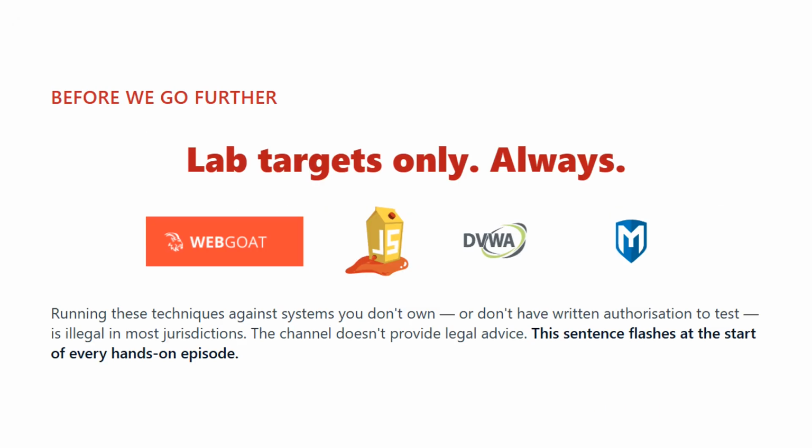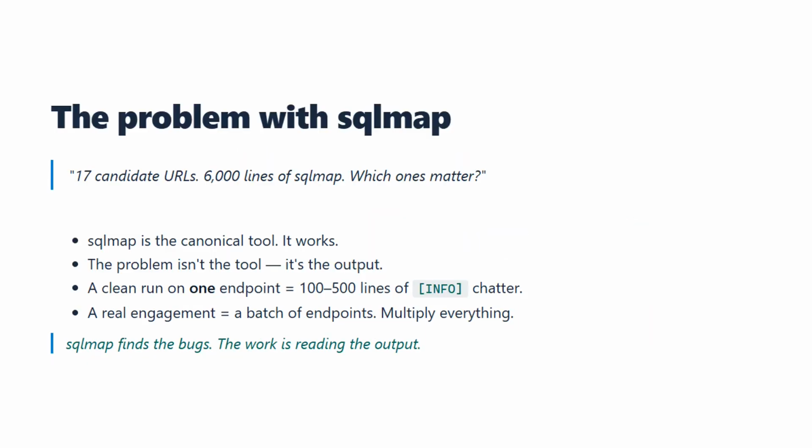The reminder every hands-on episode in this series opens with: lab targets only, always. WebGoat, Juice Shop, DVWA, your own VMs. Running these techniques against systems you don't own or don't have written authorization to test is illegal in most jurisdictions. We don't provide legal advice. Lab targets only.